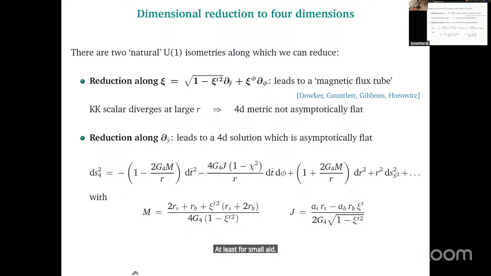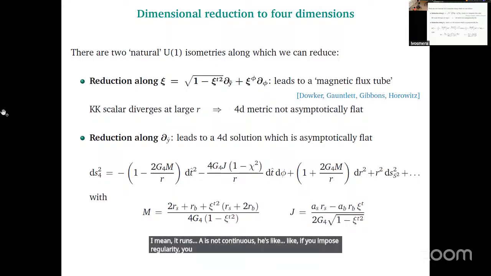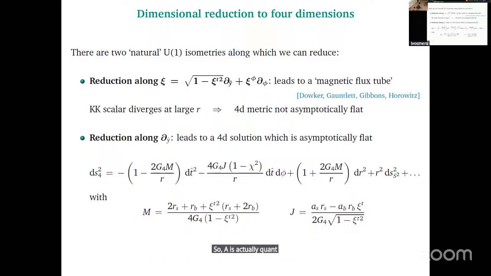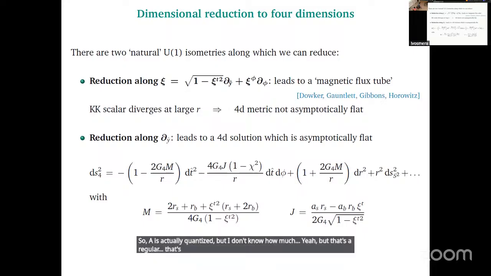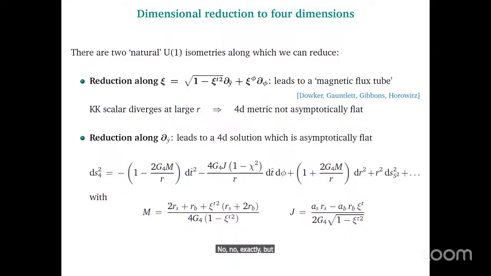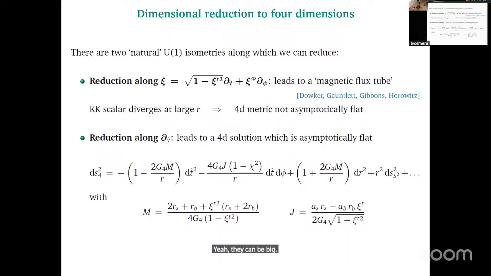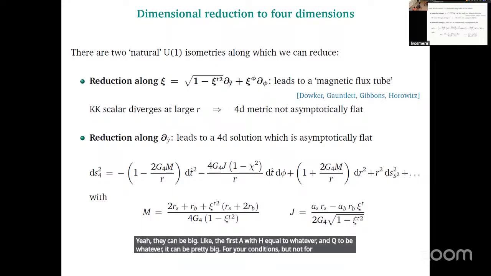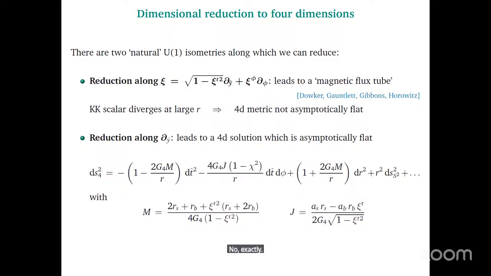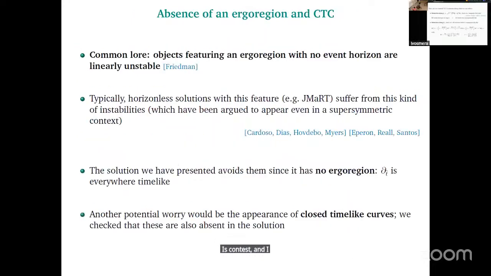A is not continuous. If you impose regularity, you have this Q and H, I think is how Alejandro calls them. So A is actually quantized, but I don't know how much, but that's regularity. You need to impose regularity for that. But the mass and the charge are connected with continuity to the A equals 0 case. Yeah, but A can be big, for H equal to whatever and Q whatever. Not for them either, A is quantized. I thought your A can be arbitrary.